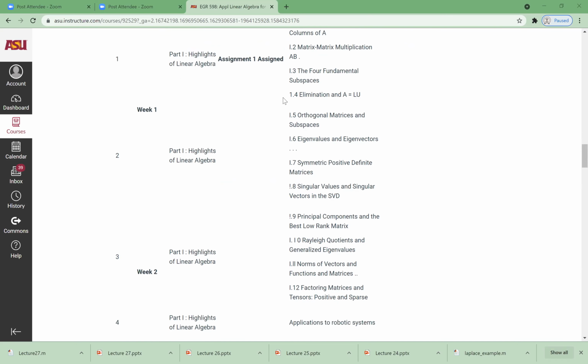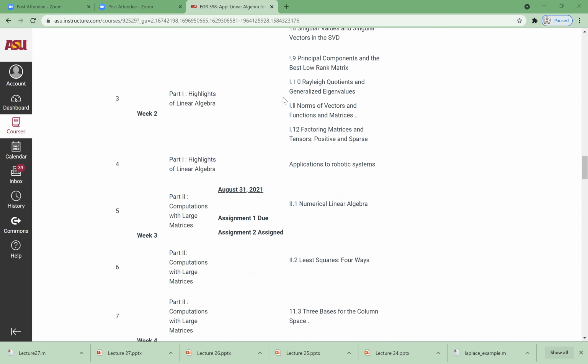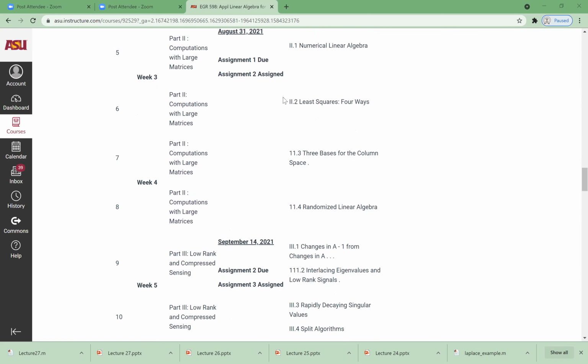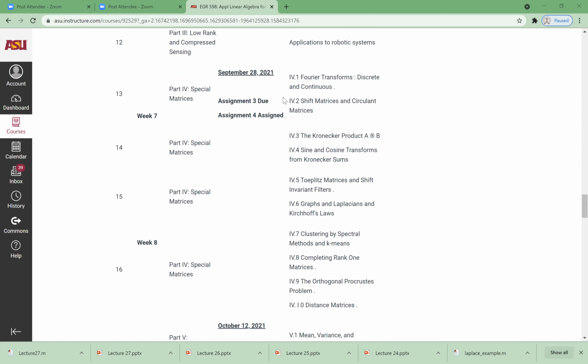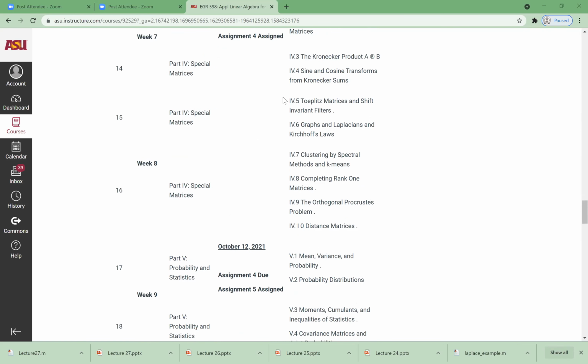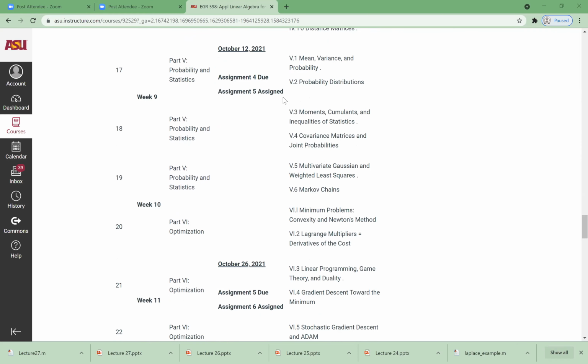These are all the lessons that we are going to cover. So first part is basically a review of linear algebra. Second part is the numerical linear algebra. And then we would gradually go on to the applications like Fourier transform. We will look at some statistics. We will look at a little bit of randomized linear algebra because that is becoming a big thing.